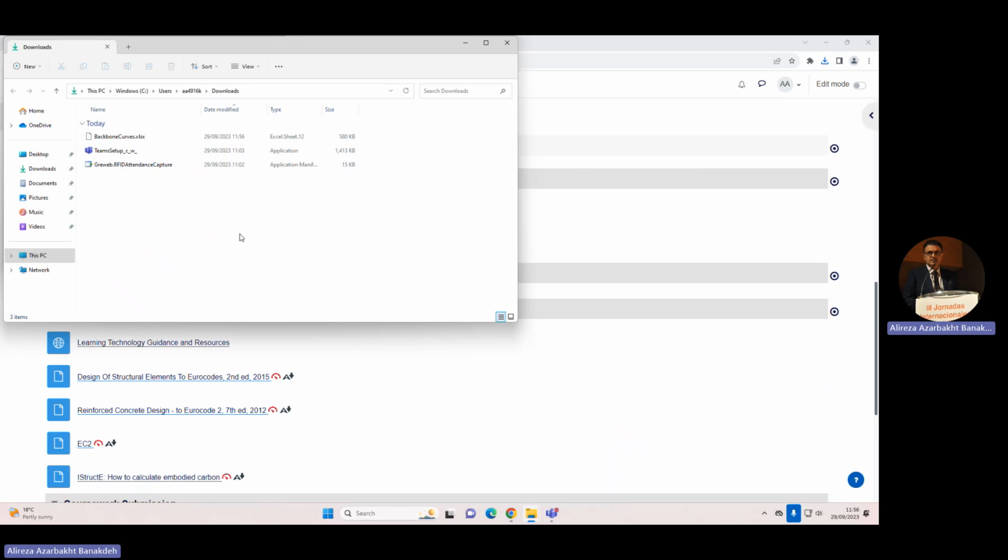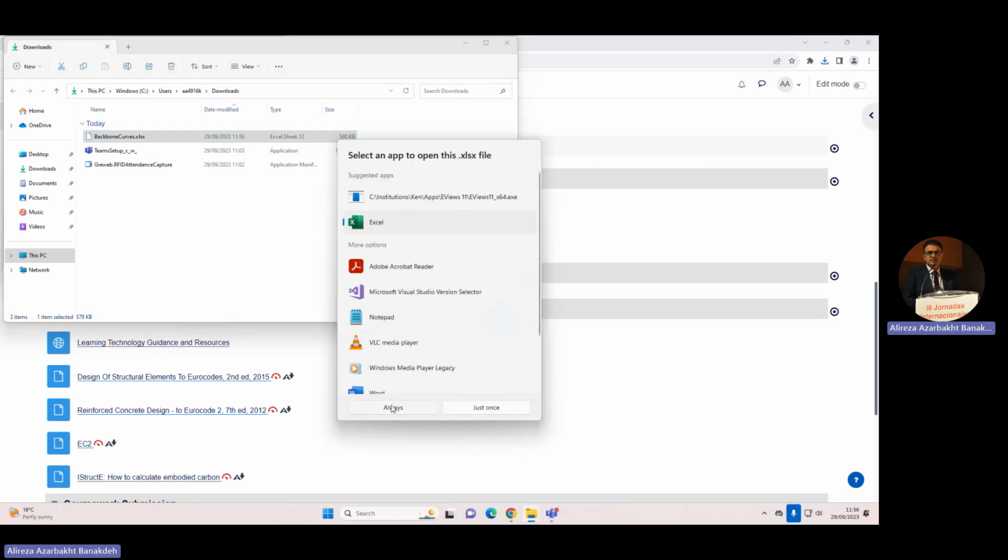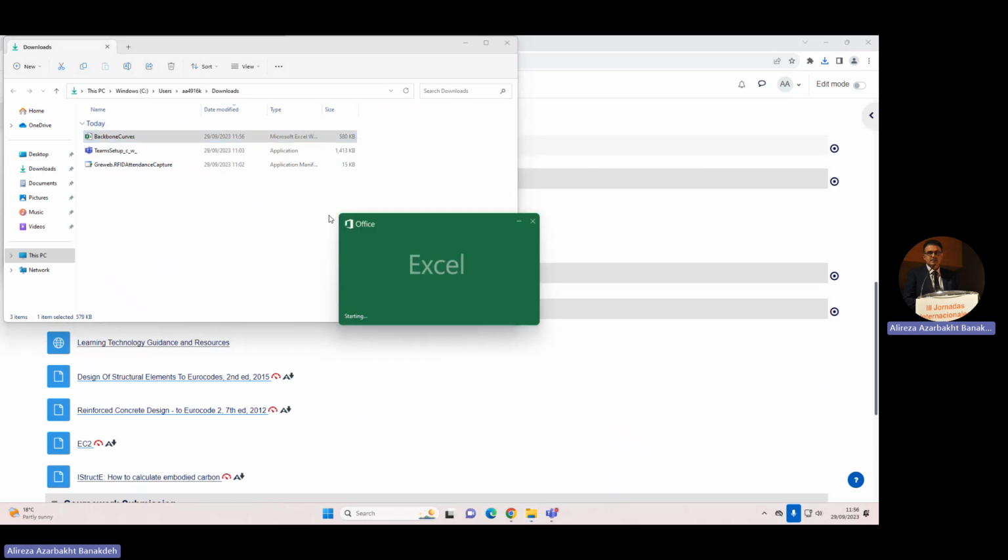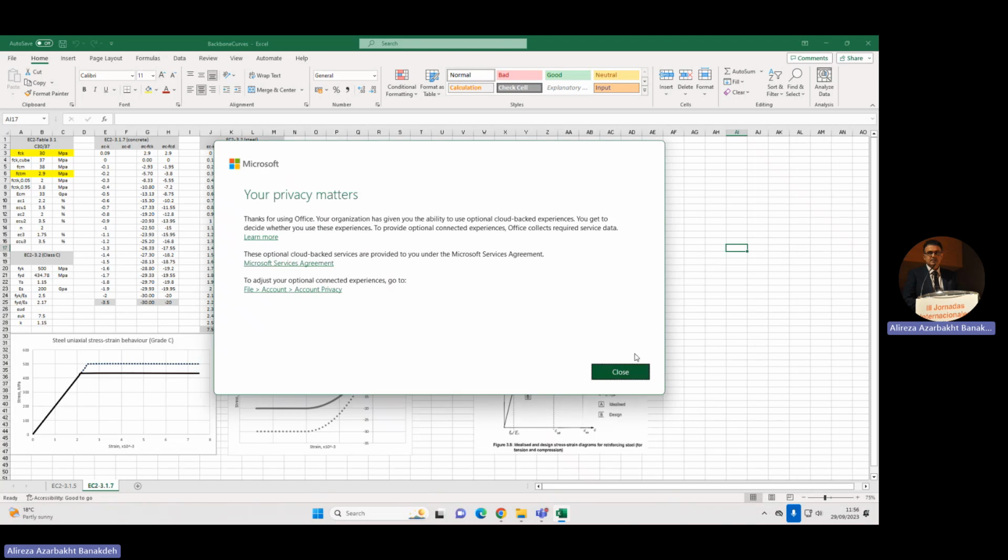Doesn't have Microsoft Excel here. Wow. What computer is this? What does it mean? Oh, it has. Okay.